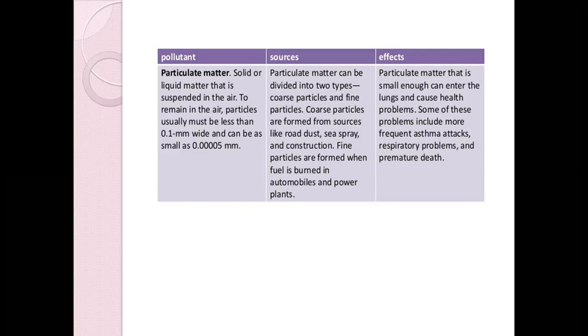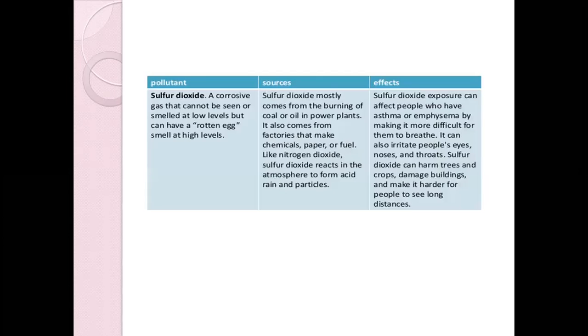Okay, so the next one is called sulfur dioxide. This sulfur dioxide is a gas which cannot be seen or smelled at lower levels, but it can have a very rotten smell when it is present at a very high level. The main sources are burning coal or oil in power plants, and it can also be formed from various factories, like factories making chemicals, paper, or fuel.